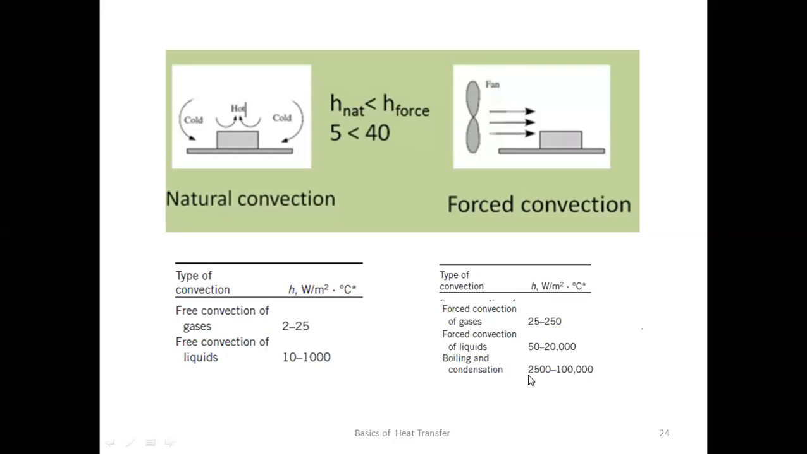Near about 1 lakh means a very fast heat transfer rate, because here the phase transformation is there from liquid to gas or from liquid to solid. Hence latent heat comes into the picture, hence there is more and more heat transfer, hence the H value increases. Okay. Now next slide.